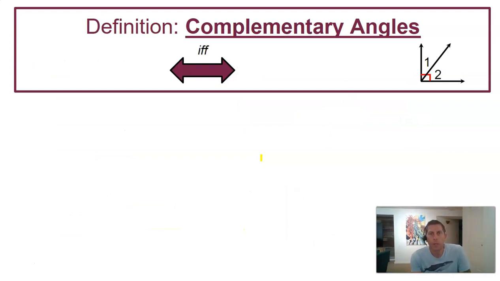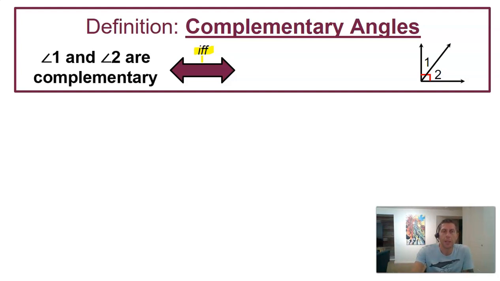Definition, complementary angles. Now right away we see IFF. That reminds us that we're with a biconditional. Because it's a definition, we know it's going to be a biconditional: if and only if. Angle 1 and 2 are complementary if and only if the measure of angle 1 plus the measure of angle 2 equals 90 degrees. Complementary angles are 90 degrees.